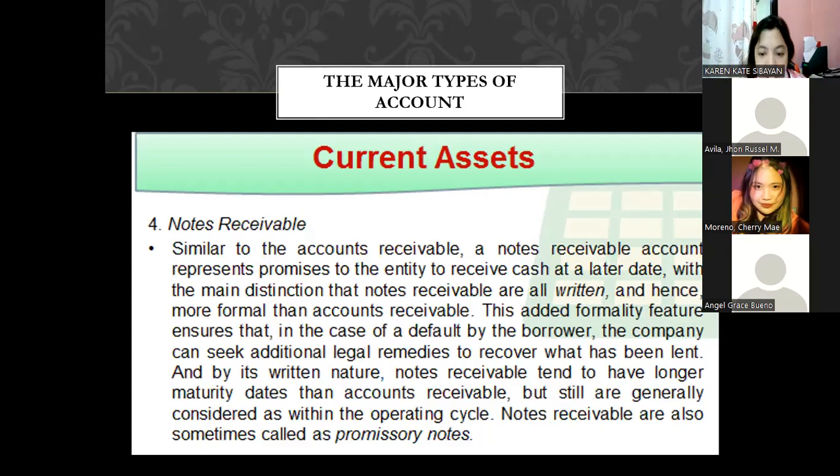Anyway, may katanungan ba at the moment? Hindi ko rin po pala nakikita dito yung time class, so I hope hindi ako mag-overtime sa inyo.